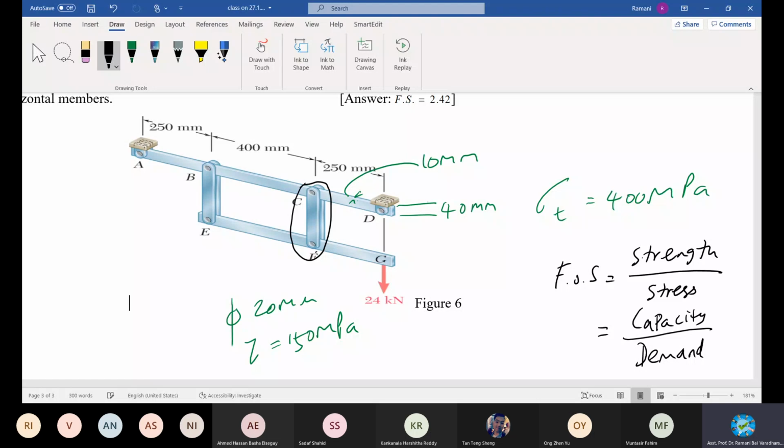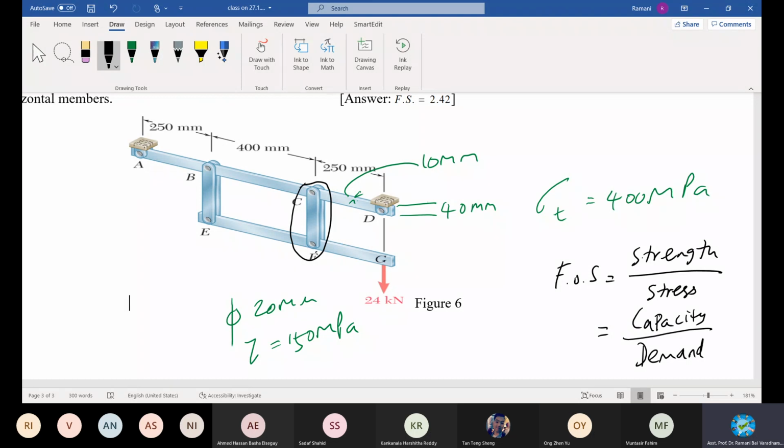Sometimes I also get confused. That's why I have to be writing in simple English. Strength over stress. Capacity over load. Supply over demand. Capacity over demand. So capacity should be higher or demand should be higher. Quickly.